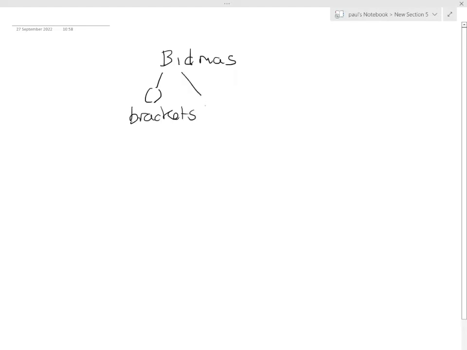Right, here's the next lesson. We start off with BIDMAS. And BIDMAS means brackets, indices, which are little squares or the square roots, and the other ones are divide, multiply, add, and subtract. And this generally gives you the idea that you do things in a particular order in order to get the right answer.